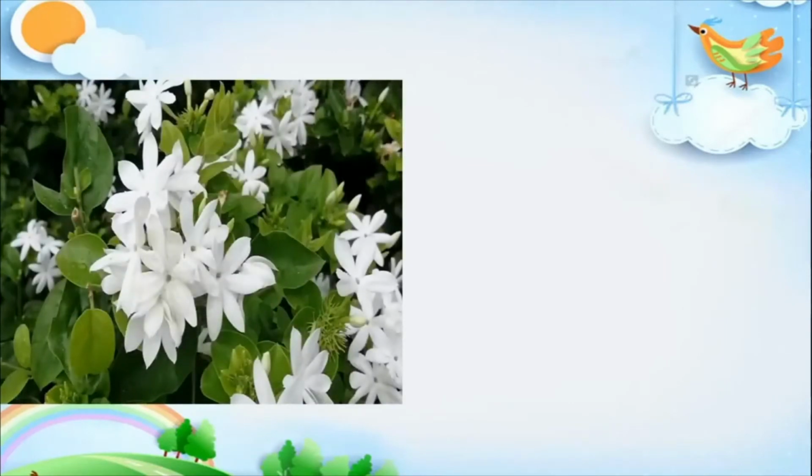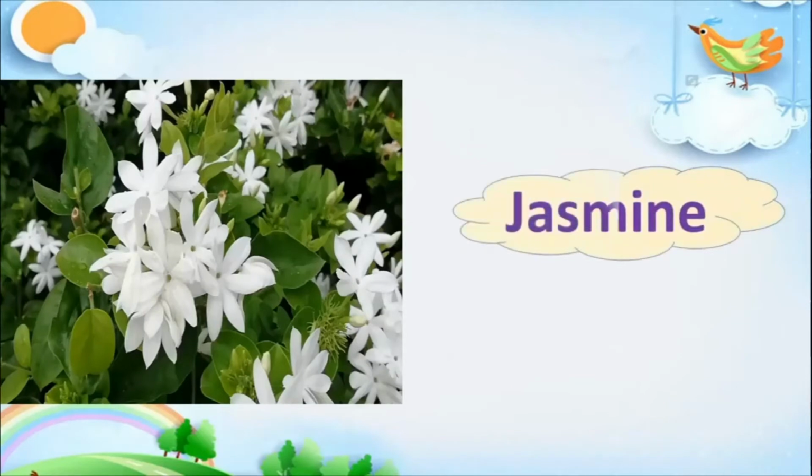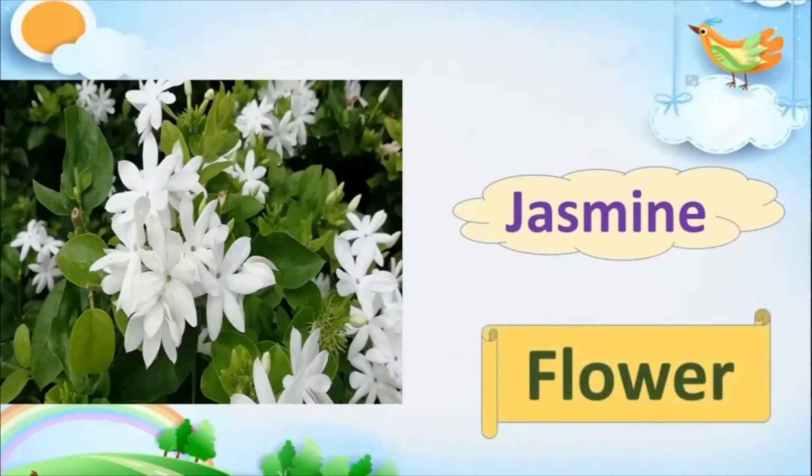Okay, so what are these? All of us love the fragrance of this thing, isn't it? So these are jasmines. This flower is called the jasmine. We call it the mogra, and it has got a nice scent, isn't it? And the jasmine is a flower. So let us read the name of this flower. It is jasmine. Okay, and jasmine is a flower. Let's see the next picture that we have.